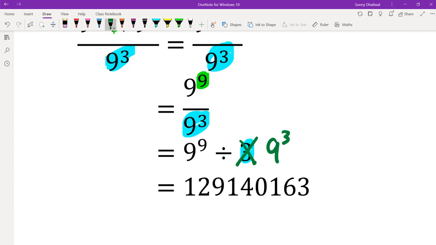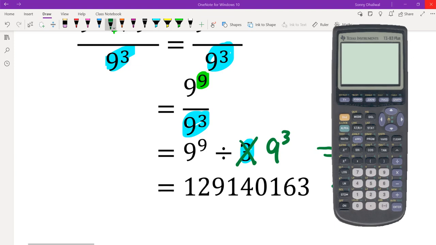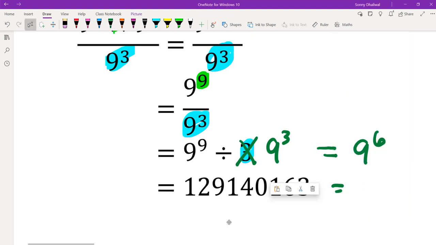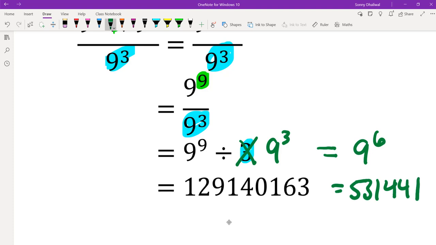What does this equal? It's 9 with the exponent of 6. 9 to the power 6. We're dividing, so we got to subtract. Then we got to calculate this. So you grab your calculator. 9 to the exponent of 6 is 531,441.